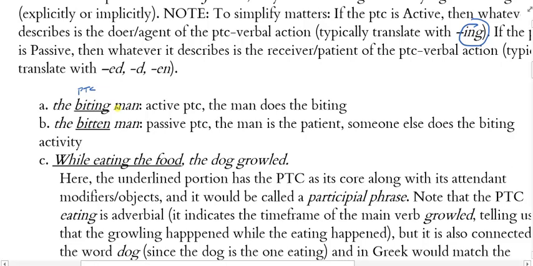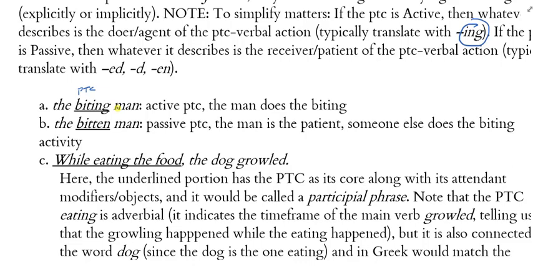Under B, we have the bitten man. I'm using a participle there as well, but this is a passive participle, the bitten man. And even though man is in the same position and being described by the participle, since it's passive, the man is not doing the biting here. Who's doing the biting?